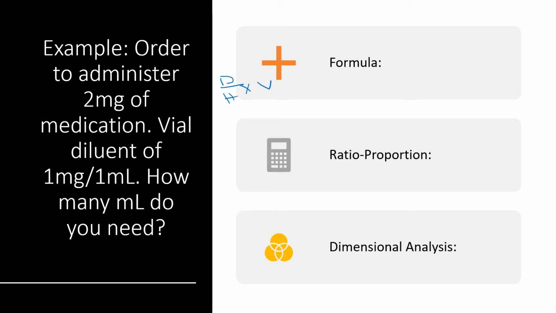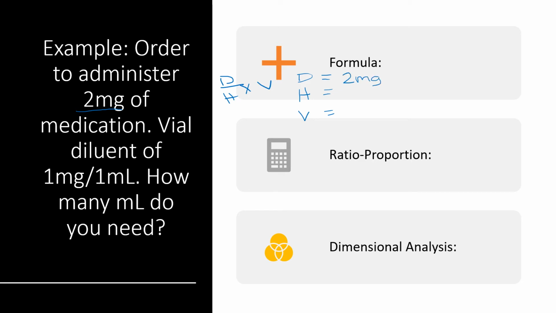This is my favorite one. It's going to be used most often in class. So first we need to determine what is our desire, what is our have, and what is our vehicle. Our desire is always going to be what's in our order. We desire what is in our order. So our order wants 2 milligrams.